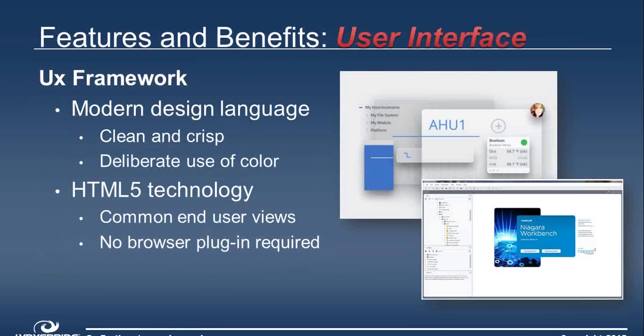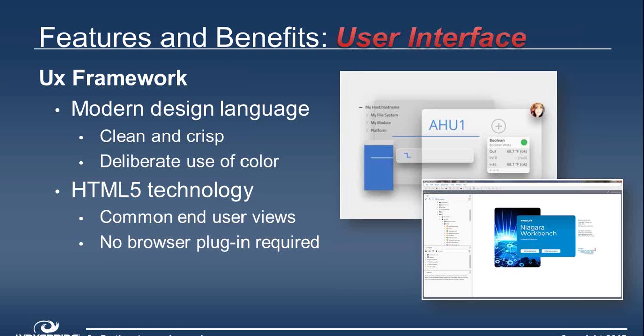The first big framework benefit, and the first thing you're going to notice, is that the user interface has really changed. They've got a new modern design language. This looks like something you would see on today's new generation of smart devices. It's got a clean and crisp look to it. You're going to see the rounded corners. But more importantly, it's got a very deliberate use of color. Every time we see color in a station now, it really does have meaning. And it also makes that color jump out when it's present.